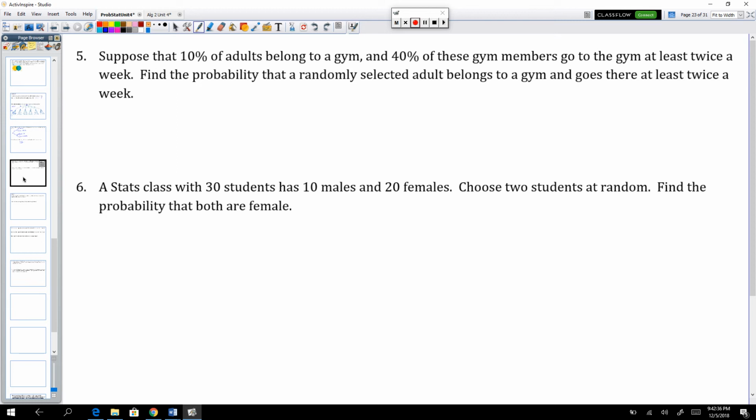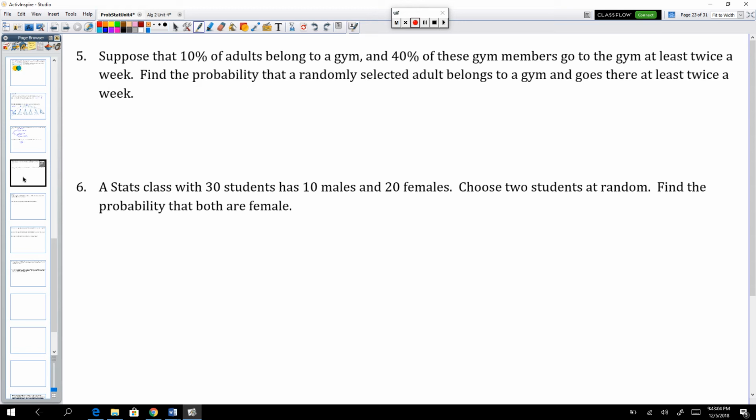So number 5, suppose 10% of adults belong to a gym. 40% of these gym members go to the gym at least twice a week. Find the probability that a randomly selected adult belongs to a gym and goes there twice a week. Now, why can't we just say 40%? 40% go to the gym twice a week. Because it's not 40% of all adults, it's 40% of the 10% that go to the gym.